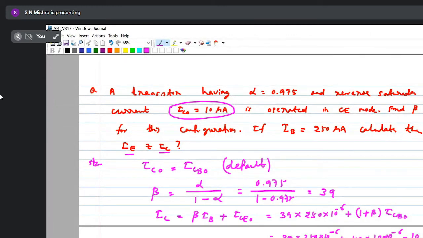So next, this one we have found out. Now IE equals IC plus IB. IC is 10.15 milliampere, and IB is 250 microampere, which means 0.25 milliampere. So IE is 10.4 milliampere. WDM technology together with EDFA allows the transmission of multiple channels over the same fiber, and that makes it possible to transmit many TB of data over a distance of hundreds of kilometers.